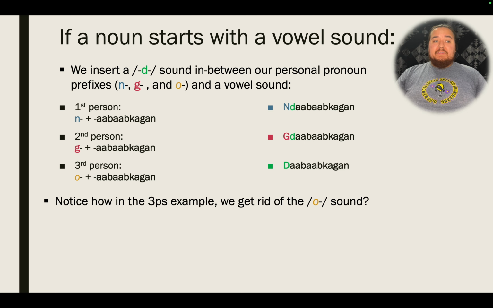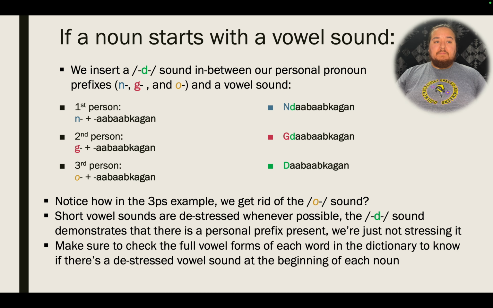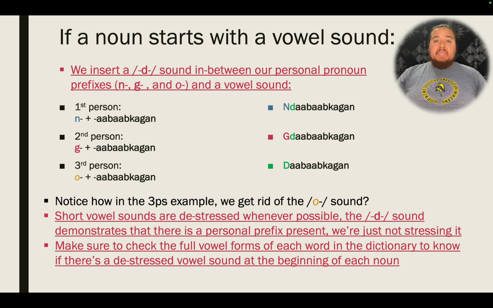So notice how in third person singular example, we get rid of the O sound. Short vowel sounds are de-stressed whenever possible. The D sound demonstrates that there is a personal prefix present, we're just not stressing it. So make sure to check the full vowel forms of our words in our dictionary to know if there's a de-stressed vowel sound at the beginning of each noun. So here I've indicated the points important for your notes. Please pause the video here and write these down before moving on. All right, let's move on.